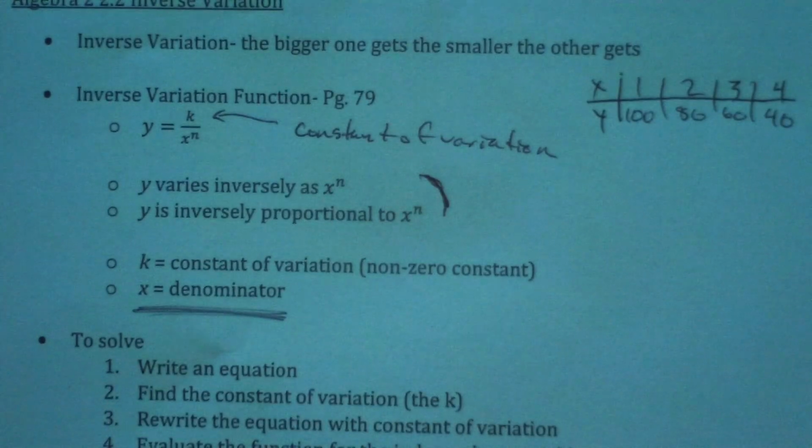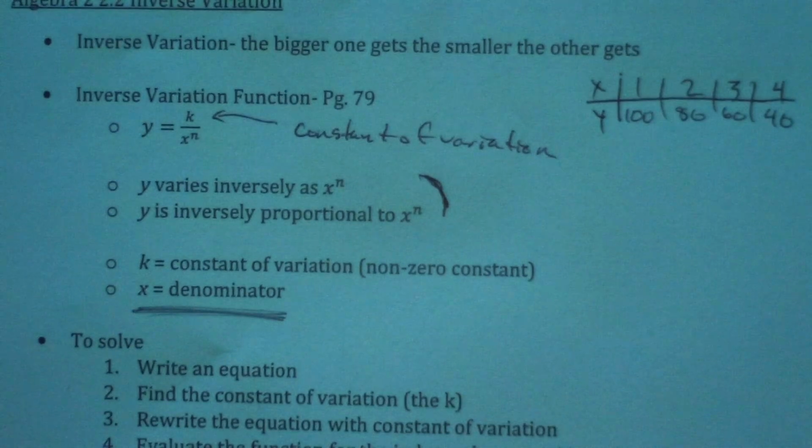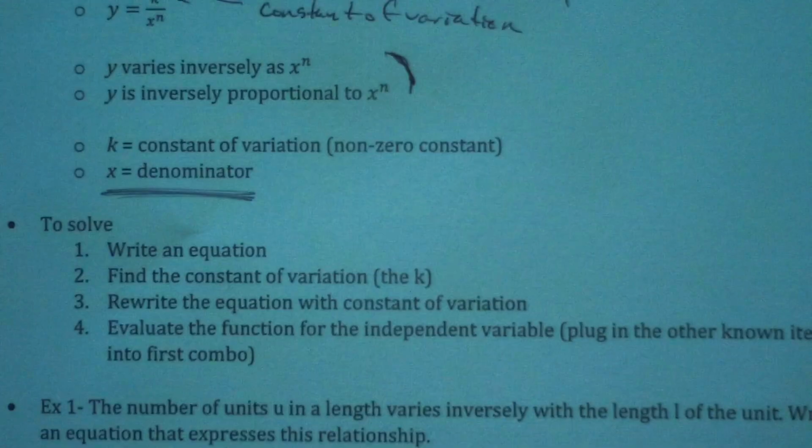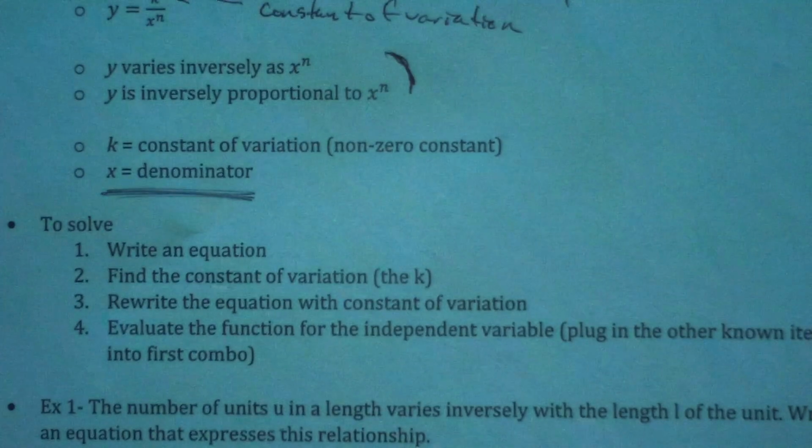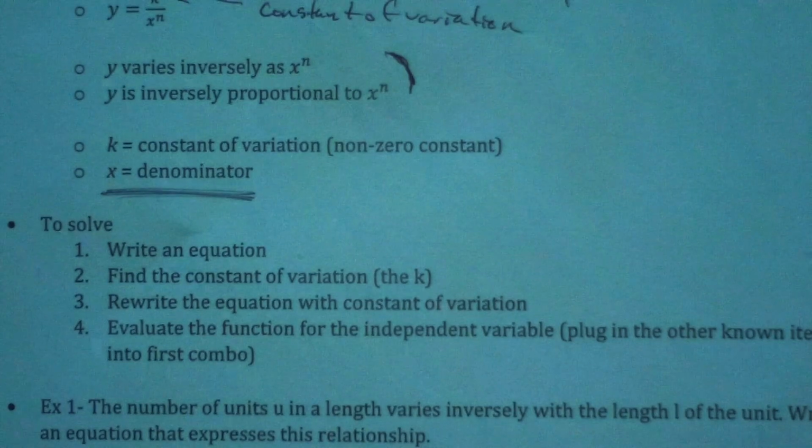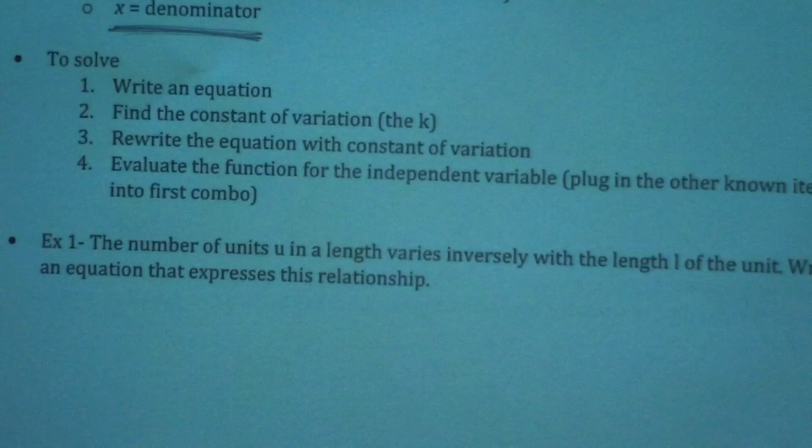We plug in and find our k value. Once we find our k value, we take that, come up with an equation, and then solve for whatever they give us. Okay, so first example here, these should be in your packets. It says the number of units u in a length varies inversely with the length L of the unit. Write an equation that expresses this relationship.